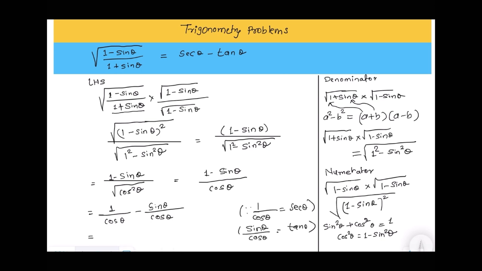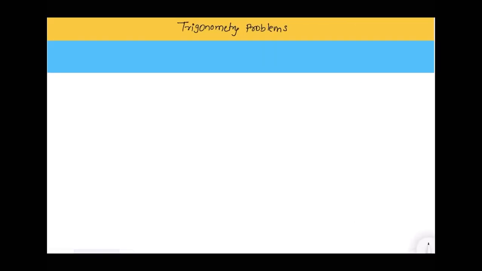We have already seen what is 1 upon cos theta. It's sec theta. And what is sine theta upon cos theta? It's tan theta. So can you guess the answer? Yes, sec theta minus tan theta. Hence proved. Moving on to the next.